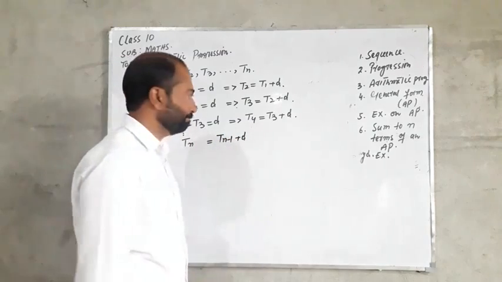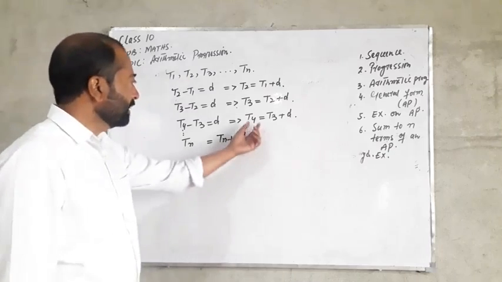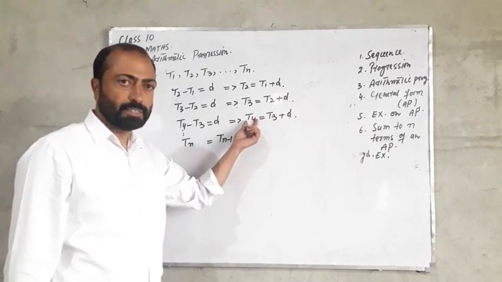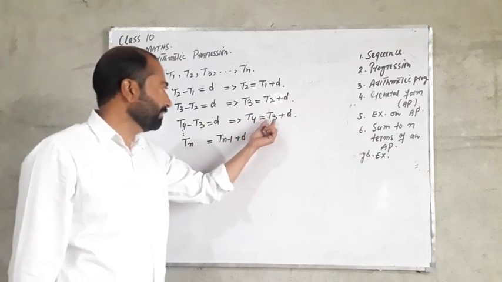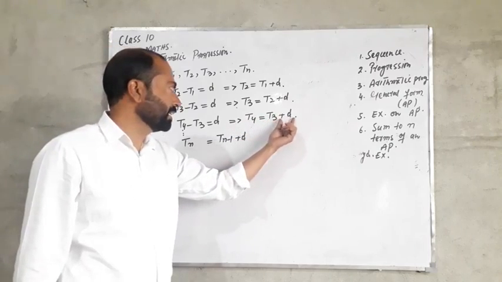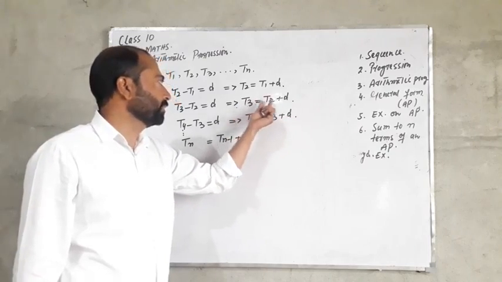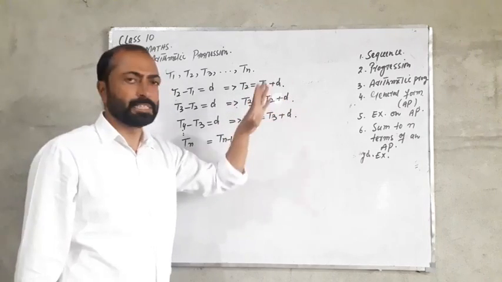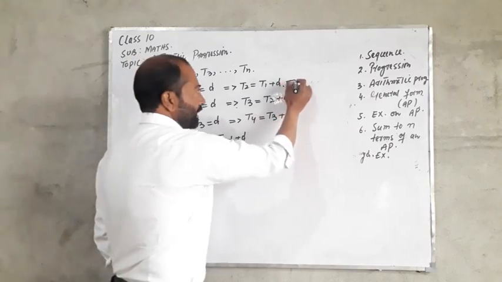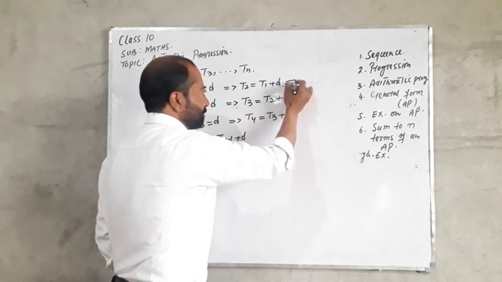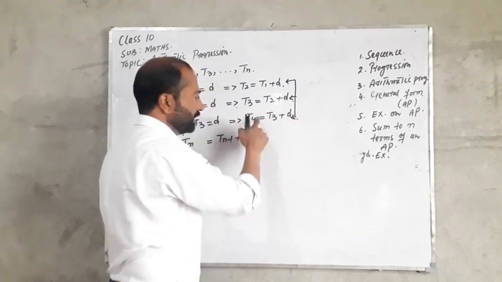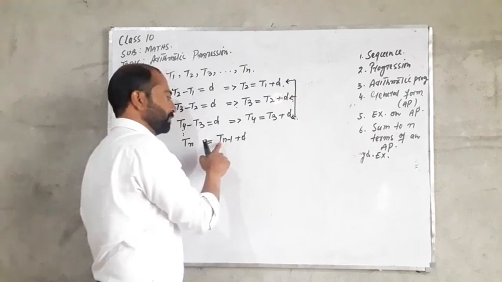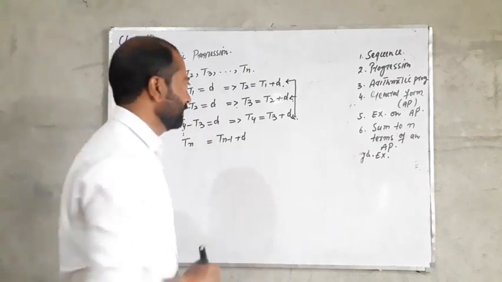Yes, definitely. Look here, let's have a look at this statement. This is T4, the fourth term. I have written this as T3 plus D. Similarly, T3 is equal to T2 plus D. T2 is equal to T1 plus D. Look at these three statements. Following the pattern, how can you write this Tn as actually equal to Tn minus 1 plus D?